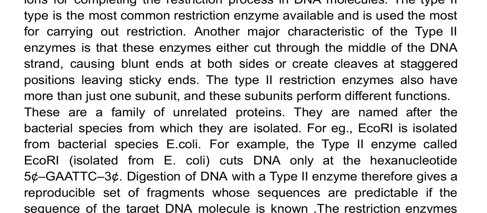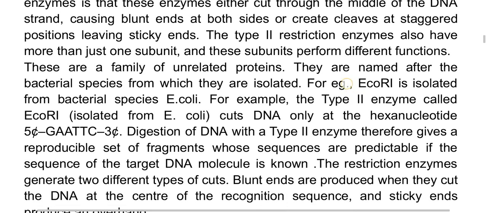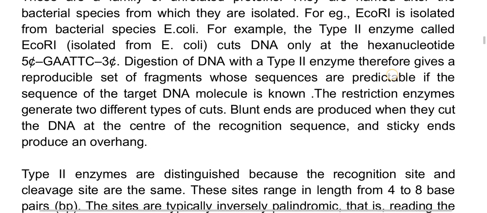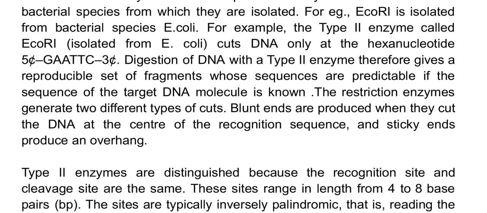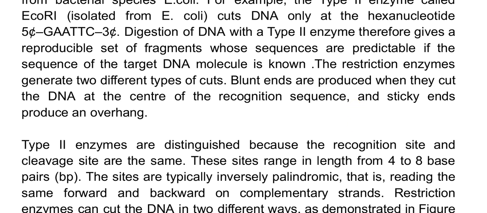These are a family of unrelated proteins. They are named after the bacterial species from which they are isolated. For example, EcoR1 is isolated from bacterial species E. coli. The type 2 enzyme called EcoR1, isolated from E. coli, cuts DNA only at a specific hexanucleotide sequence. Digestion of DNA with a type 2 enzyme therefore gives a reproducible set of fragments whose sequences are predictable if the sequence of the target DNA molecule is known.